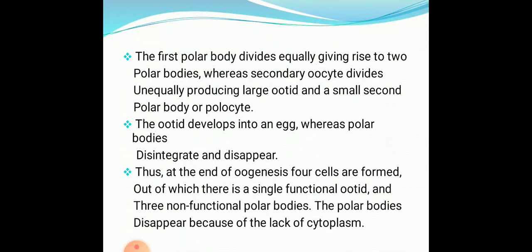So the first polar body divides equally. The first polar body has already been formed, and that polar body divides equally and gives rise to two polar bodies, whereas the secondary oocyte divides unequally, producing a large ootid and a small second polar body, or polocyte.